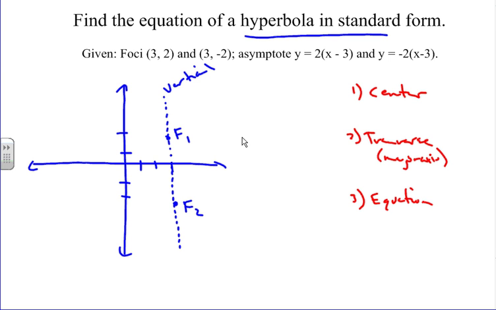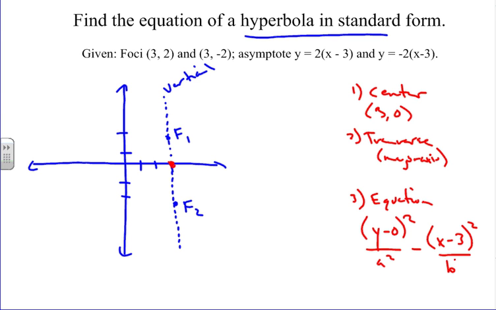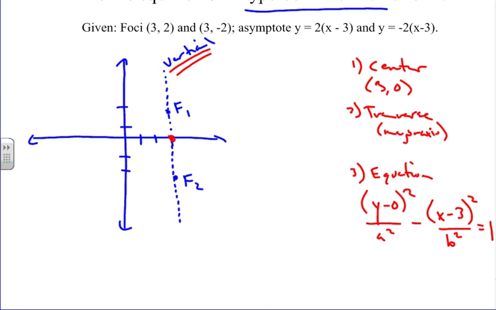So from there, we're going to find our center. Our center is always located at the midpoint of our two foci or vertices, and right here you can see that's where our center is going to be. So our center is going to be at 3, 0. So we're going to have y minus 0 squared over a squared, minus x minus 3 squared over b squared equals 1. Once again, it's y squared and not x squared because it's going vertical, and a squared is always associated with the positive value.